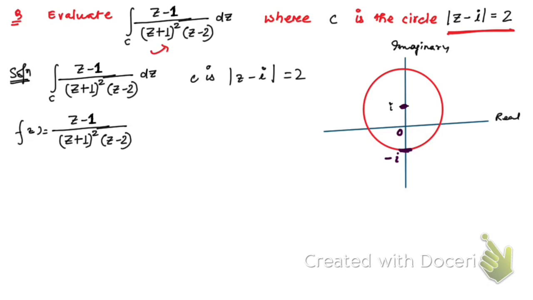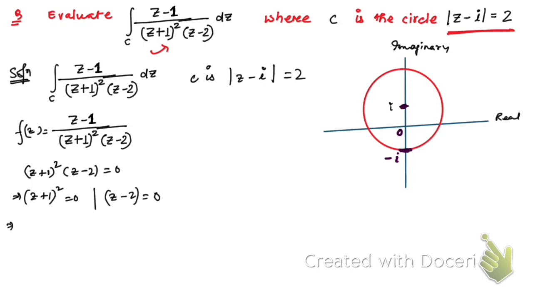F of z. Okay, so let us equate the denominator with zeros. z plus 1 whole square into z minus 2 is equal to 0. The product of these two is equal to 0. That means z plus 1 whole square is equal to 0 and z minus 2 is equal to 0, either both 0 or any one of them 0.